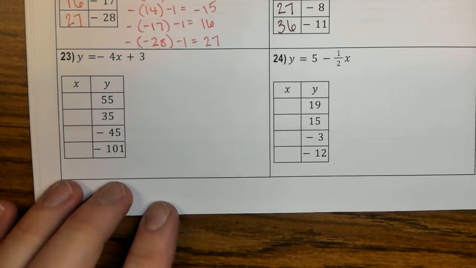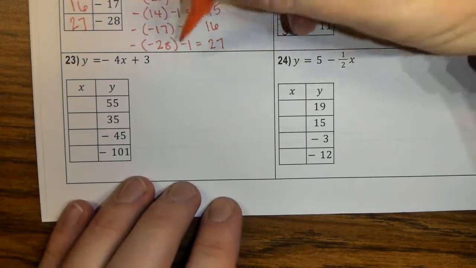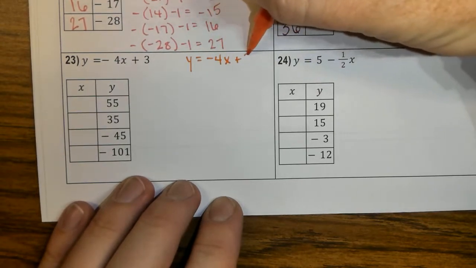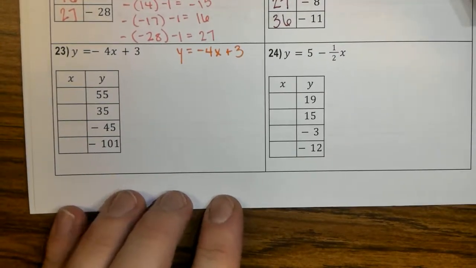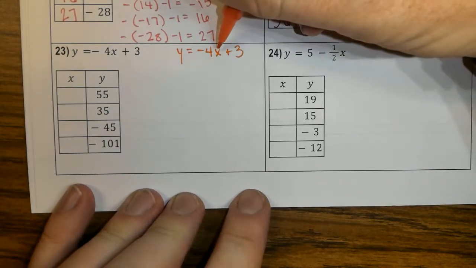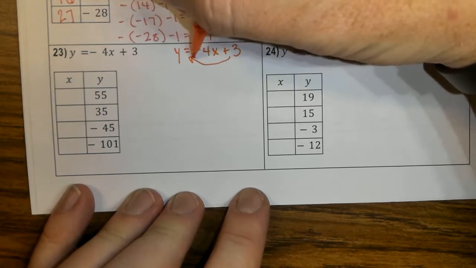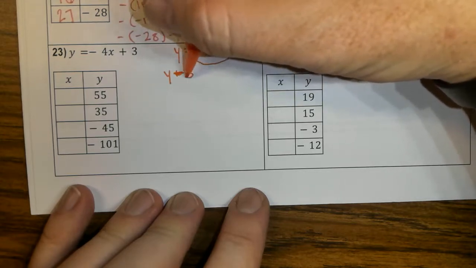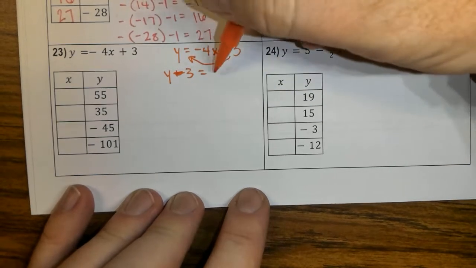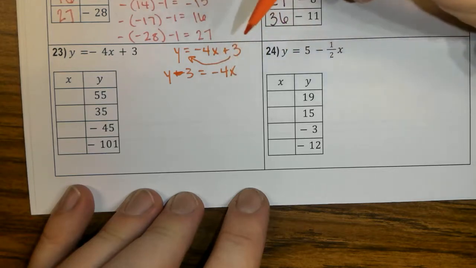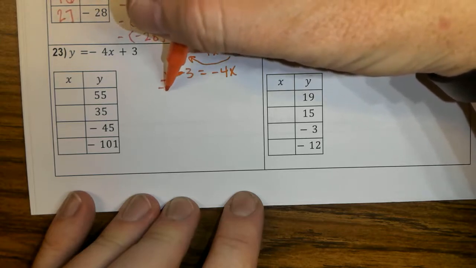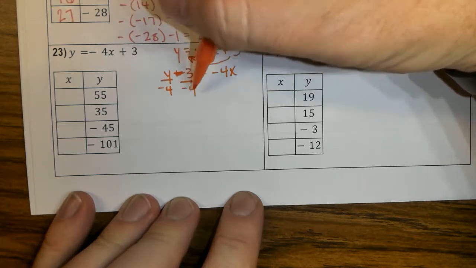Okay. All right, this one I'm going to solve. I've got y equals, and I'm going to try and write a little smaller on this one just because I don't have a lot of room. So I want to solve for x, I have to move plus 3 over here. So I get y minus 3 equals negative 4x. And to get x by itself, I divide everything by negative 4.